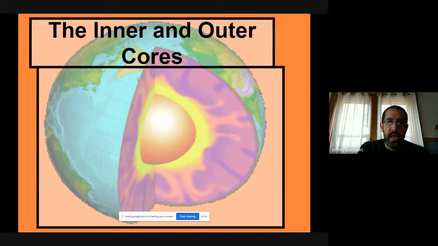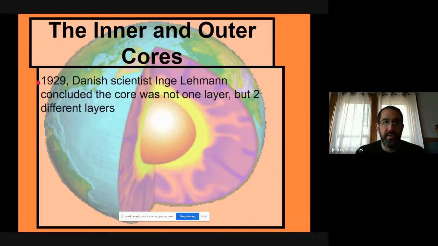Okay, all right. Enter the last scientist here. Okay, a few years later, 1929, a Danish seismologist, her name was Inger Lehmann. She concluded that there was not just 1 core, but 2 cores. She was looking at seismic data from earthquakes that had happened a few years before, and again, she was looking at and making predictions about when and where these waves should have hit, but it just wasn't matching up.